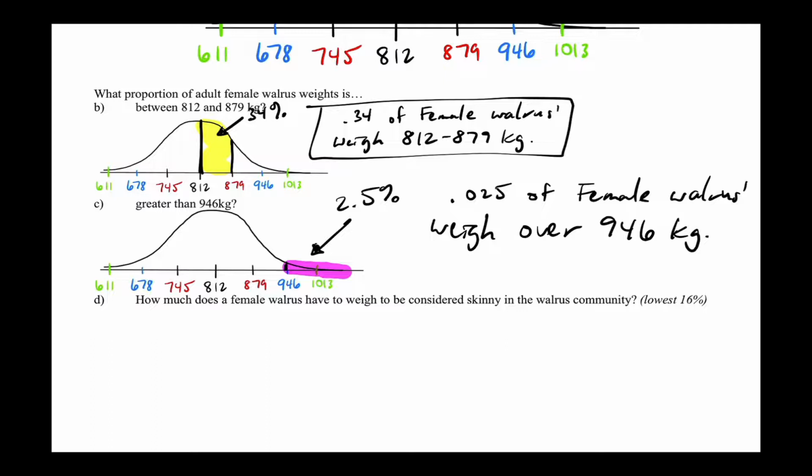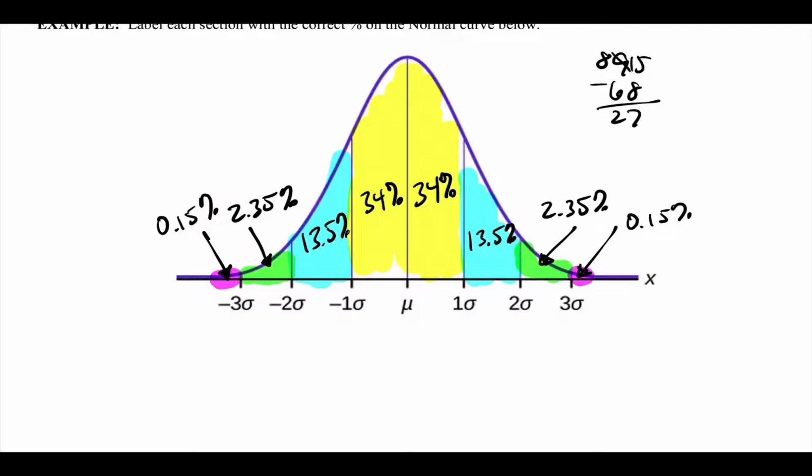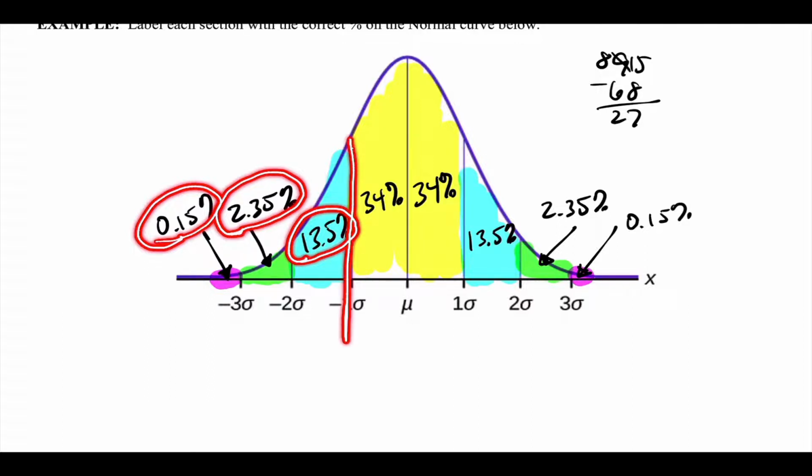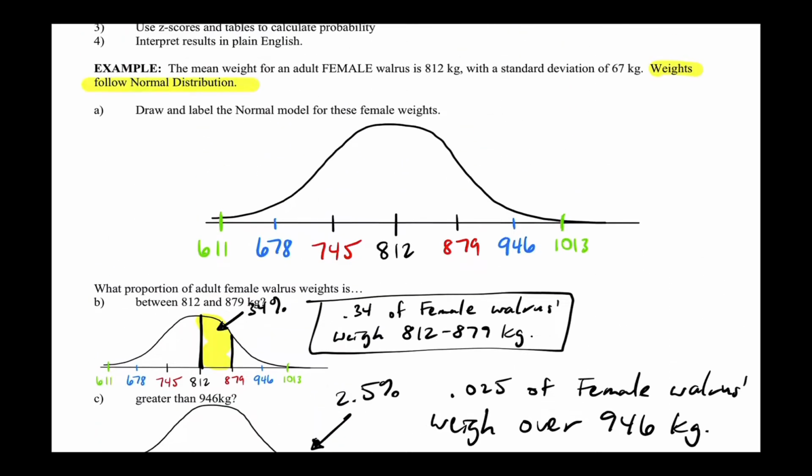What side are we going to look at? The left, the very far left. We're going to start from the very far left and count the zones until I get to 16%. Once I get 16%, I'm done. So you're going to go 0.15 plus 2.35, that's 2.5. We got to keep going. Plus 13.5. What do you get when you add those up? 16. So we're going to stop right there. Which number is that on ours? There you go, right? It is 745.